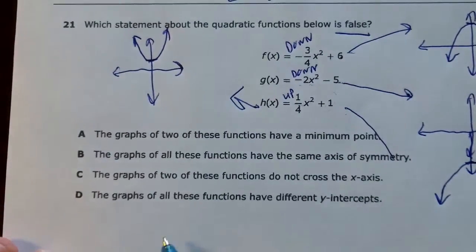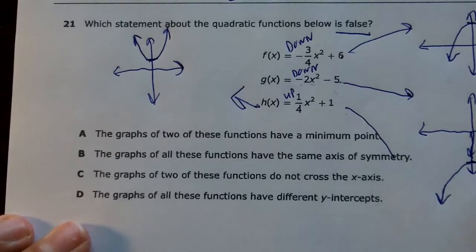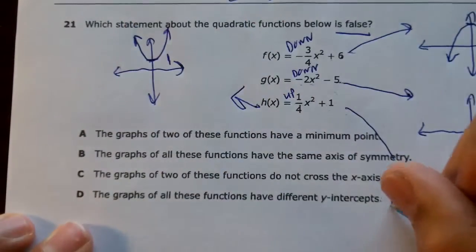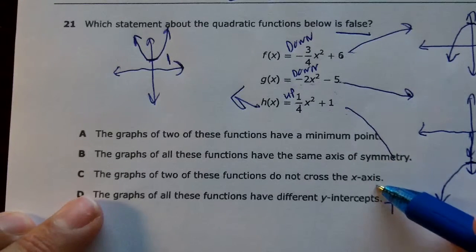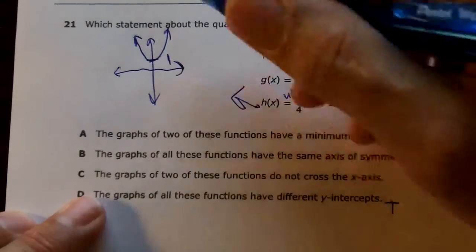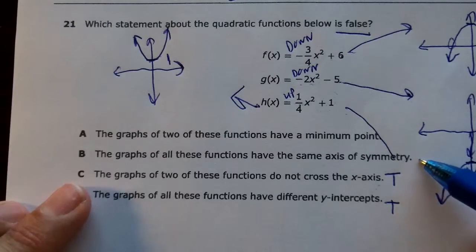Okay, let's start at choice D. The graphs of all these functions have different y-intercepts. The y-intercepts are negative 5, 6, and 1. That is true. The graphs of two of these functions do not cross the x-axis. This one crosses the x-axis, this one doesn't, and this one doesn't. That is also true.